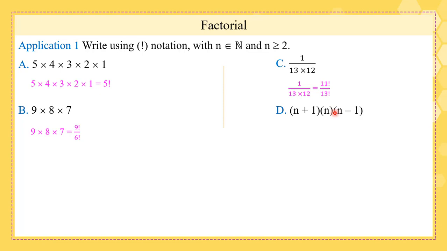And finally, this quantity, this would be n plus 1 factorial, which is the biggest number, over n minus 2 factorial, the number which is smaller than that one by 3.